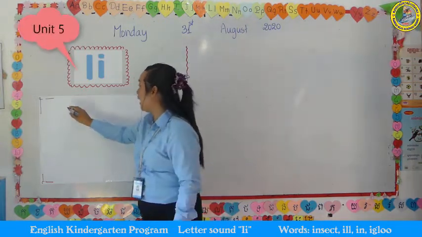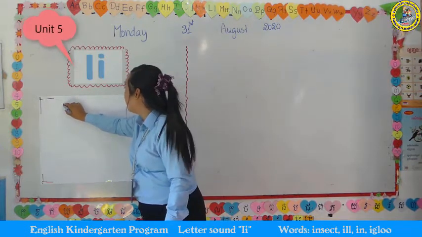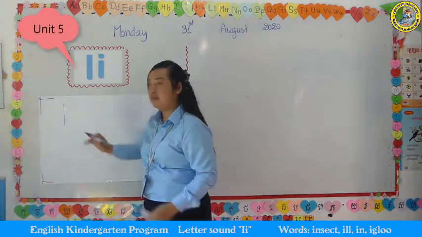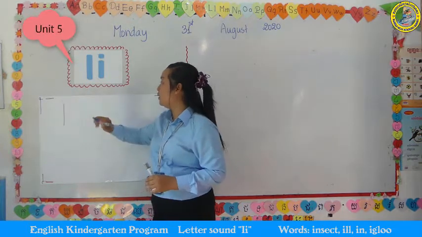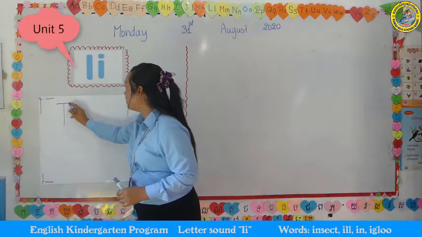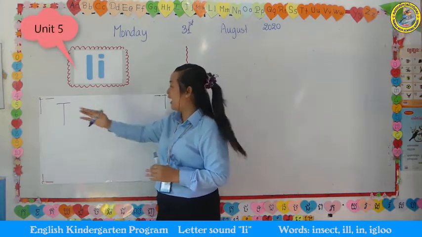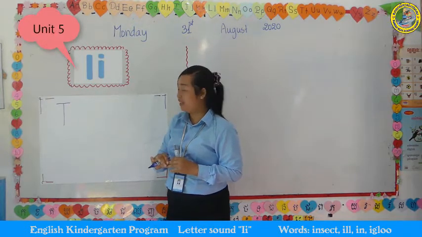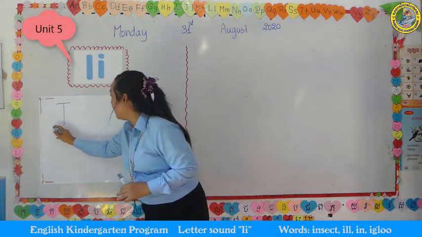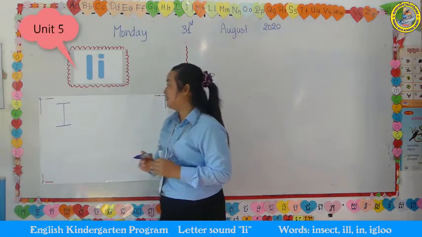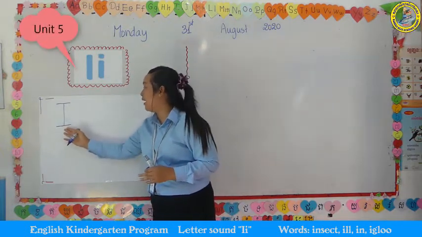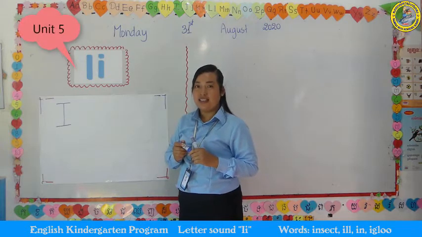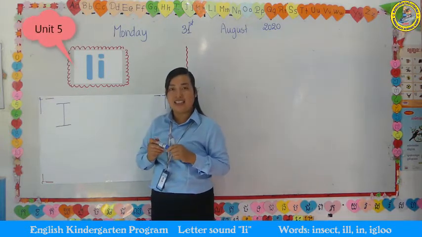The capital letter I, we start at the top and make a line down. After that, we go to the top again and make a line across. Then we go to the bottom and make a line across. This is what we call capital letter I.